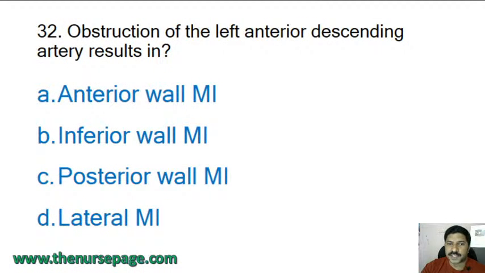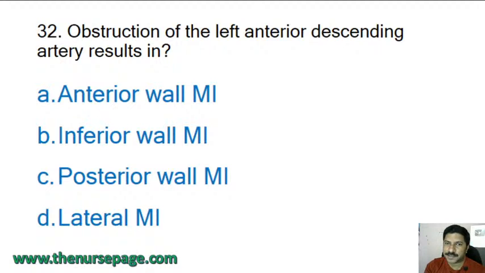Next question. Obstruction of the left anterior descending artery results in: anterior wall MI, inferior wall MI, posterior wall MI, lateral wall MI. Yesterday we clearly discussed the area supplied by the left anterior descending artery. The left coronary artery has two branches, the left anterior descending artery and the circumflex artery. So first I explained the left anterior descending artery supplied area.